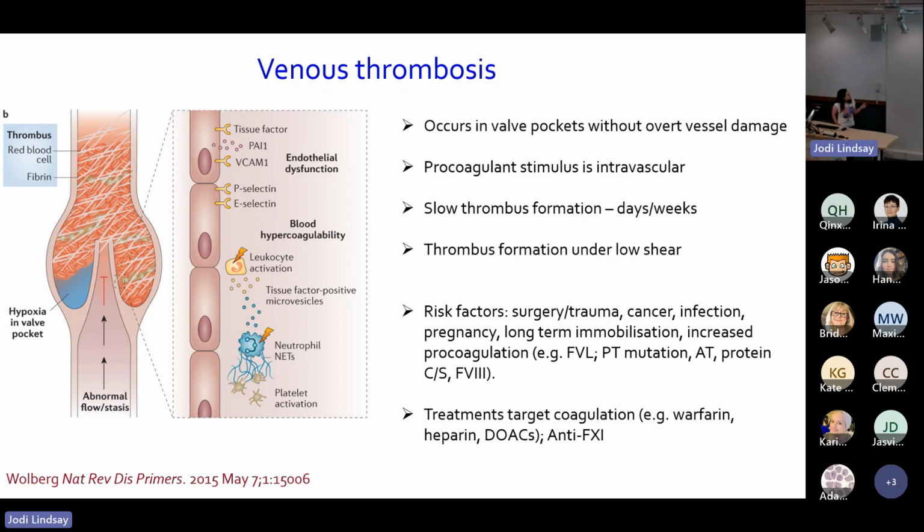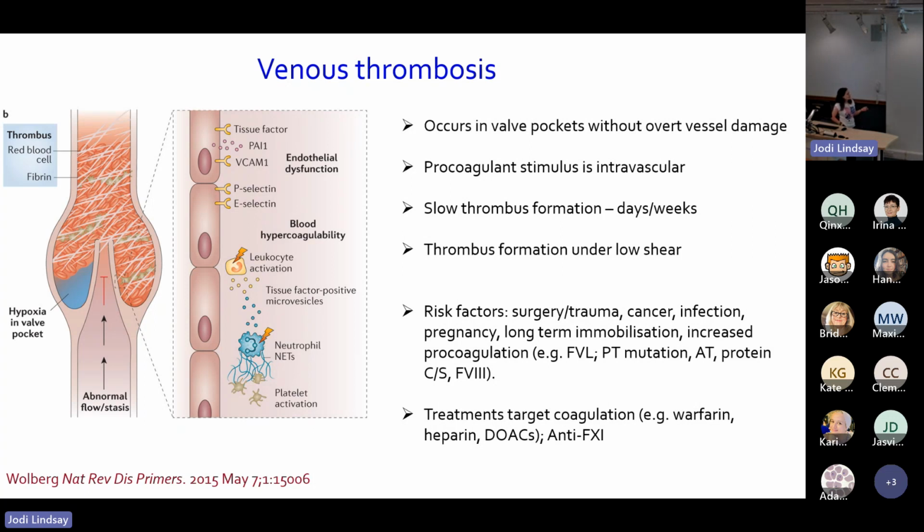So one important point is that, as opposed to what I've just presented, there is no vessel damage, so there is no exposure of collagen in DVT. The procoagulant stimulus is intravascular, and it's a relatively slow process, so it takes days and weeks, and it is a process that occurs under low shear. This is as opposed to arterial thrombosis, which occurs very quickly, the thrombus forms very quickly and at high shear.